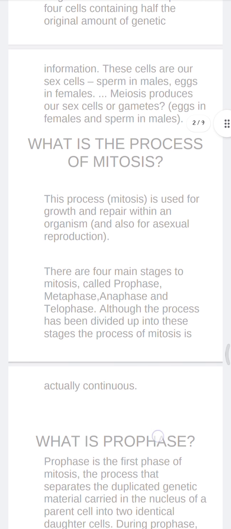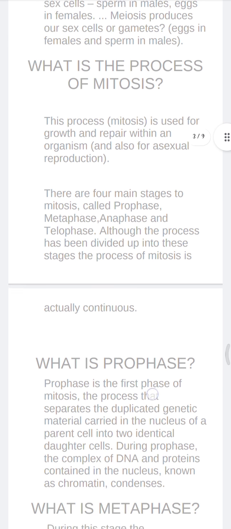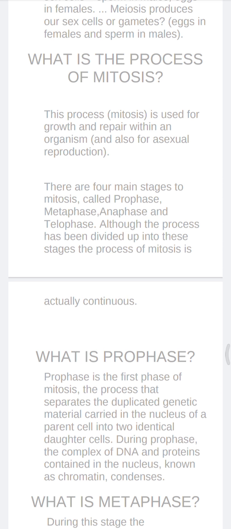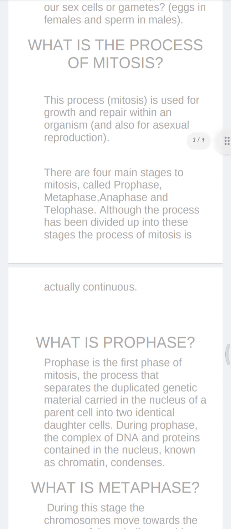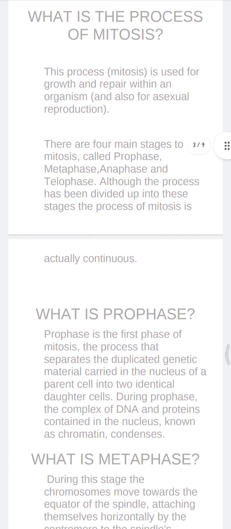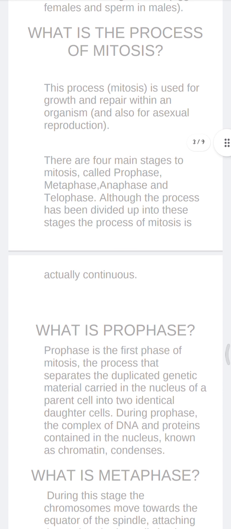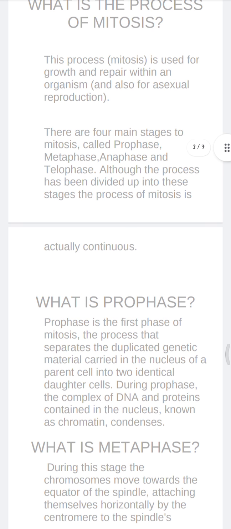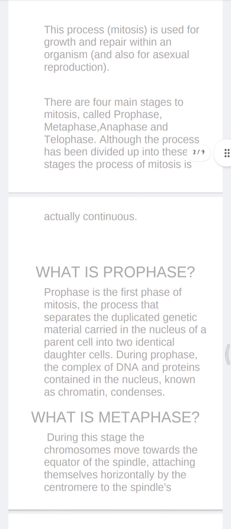So now let's look at the process of mitosis. The process of mitosis is used for growth and repair within an organism, and also for asexual reproduction. There are four main stages to mitosis. They are called prophase, metaphase, anaphase, and telophase. Although the process has been divided up into these stages, mitosis is actually continuous.